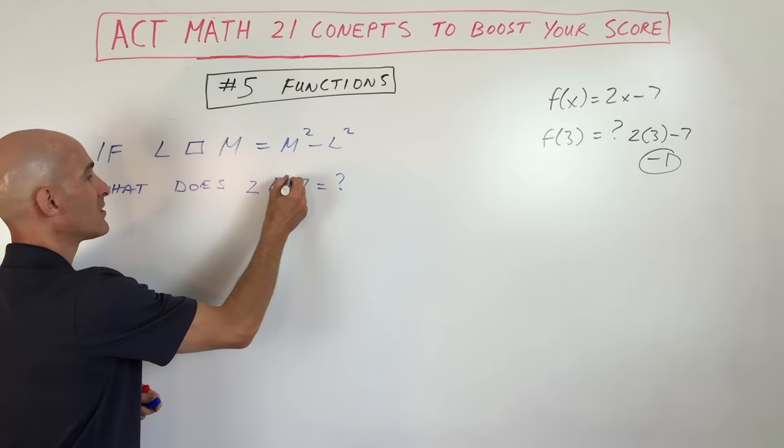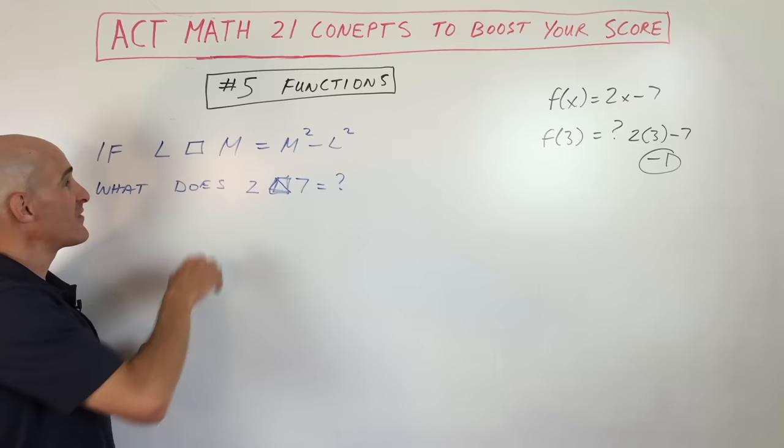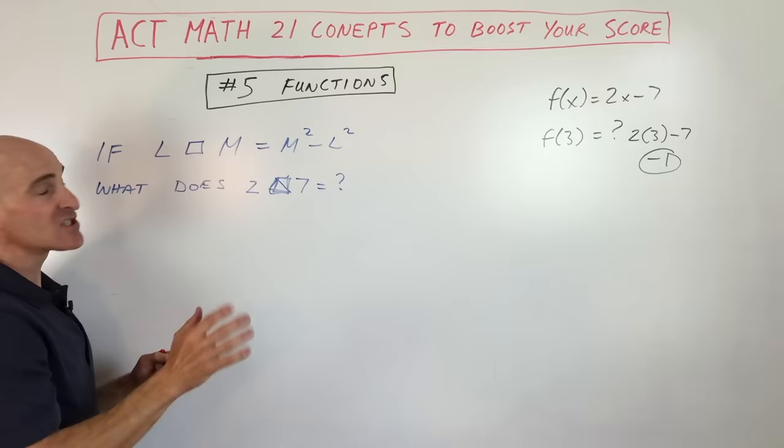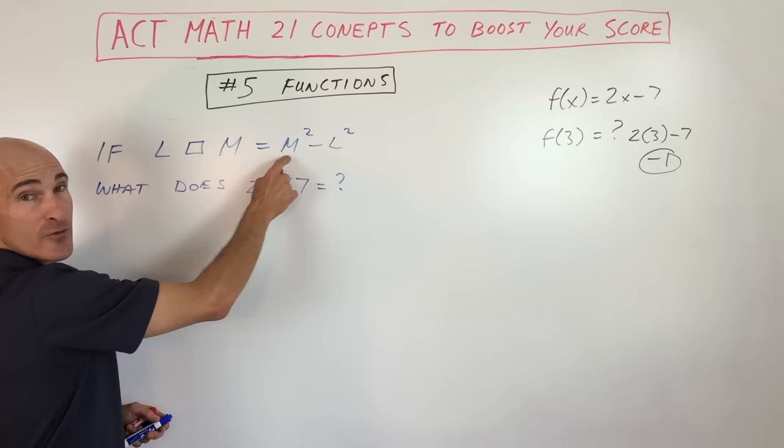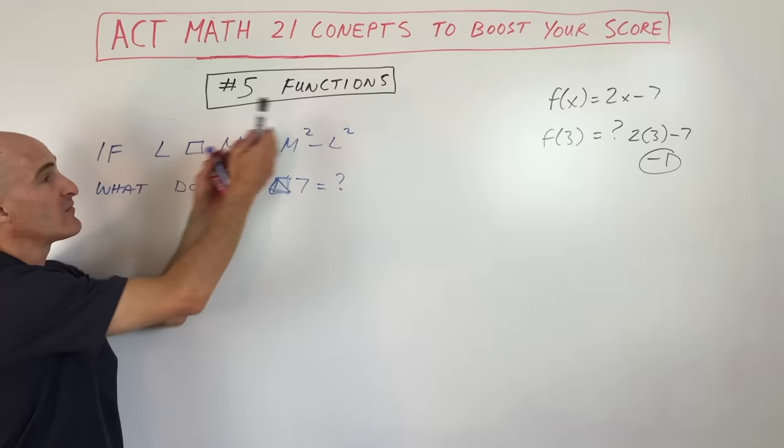Well, don't freak out when you see this symbol. You might think to yourself, we've never learned this, what does this represent, right? Just see if you can follow the pattern. Whatever is in front of or to the left of the square symbol is going to go in for L on the right side, and you're going to square it. Whatever is to the right of the symbol, M, is going to go in for M, and you're going to square it, and then you're going to subtract. So it's just following the pattern, realizing that there's an input, and then there's going to be an output. You're going to do a substitution and solve.